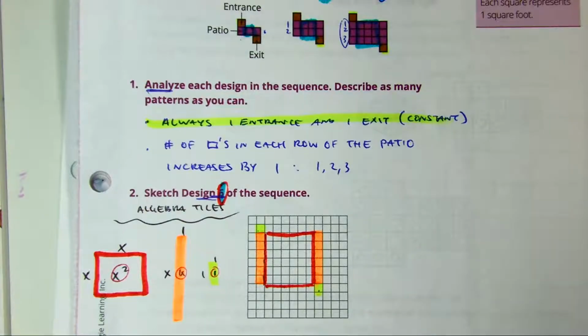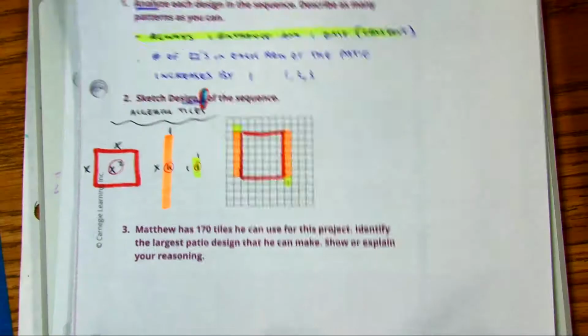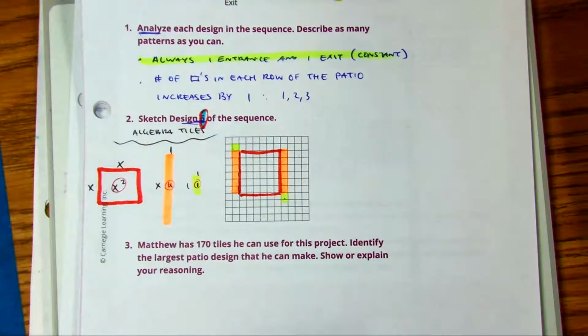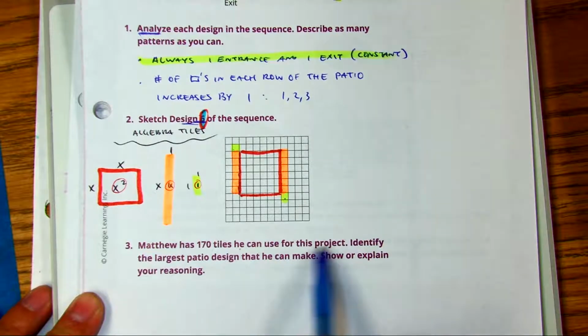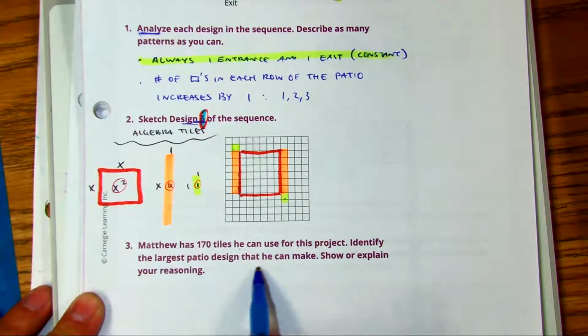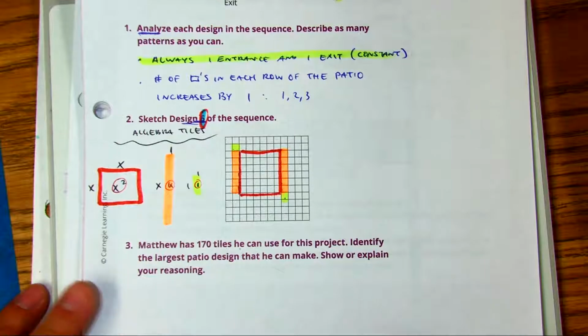Okay, let me show you how this kind of works. This is the hard one. Matthew has a total of 170 tiles he can use for the project. Identify the largest patio design that he can make. Show or explain your reasoning. Okay? Okay, so question.